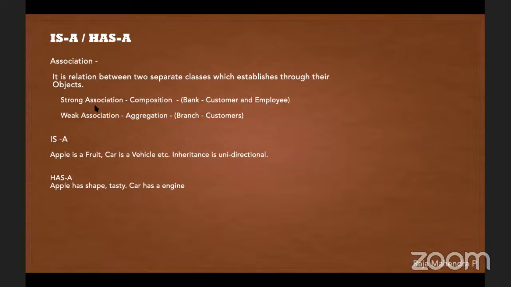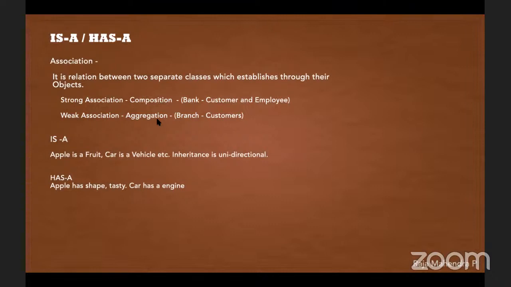Associations are basically of two types: strong association and weak association. The strong association is always called composition, and I will tell you an example. A weak association is nothing but aggregation. If you take an example of the bank, customer and employee, that is a strong association. See, the bank is there because of customers. If there are no customers, there is no bank.